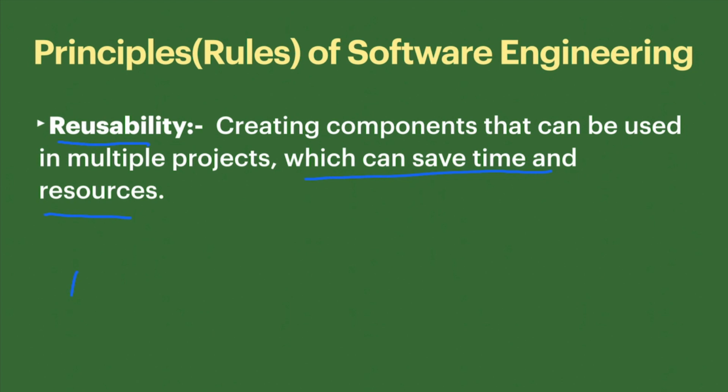Suppose here is project 1, project 2, and here is project 3. It can be more than 3, so you are creating multiple projects. Suppose you created one component for project 1, and the same component you can use in project 2 and in project 3. The same functionality component can be used in multiple projects. If the functionality of the component is the same, it can save time and resources, because we need not code the same functionality multiple times.